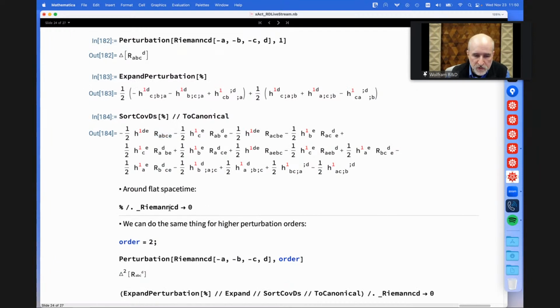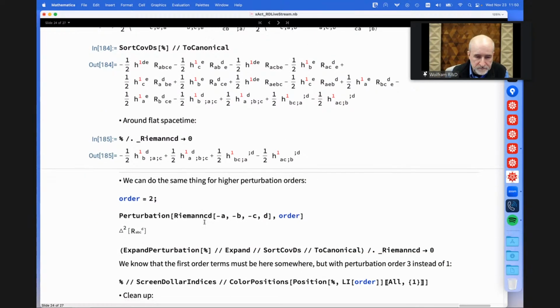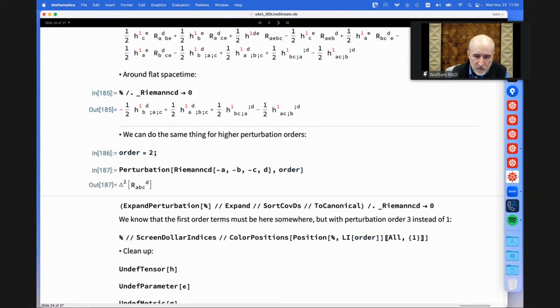If you want, for example, to particularize to a problem in which your background is Minkowski, it's flat, then you see, that's a formula that's given in all books after some manual computation to first order. But of course, here we can do it to any order. We do the same thing.